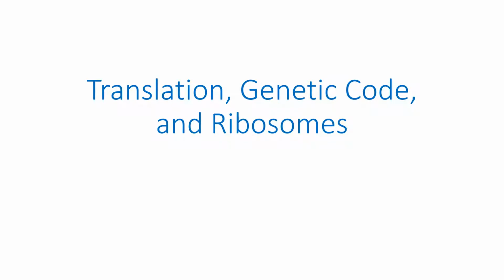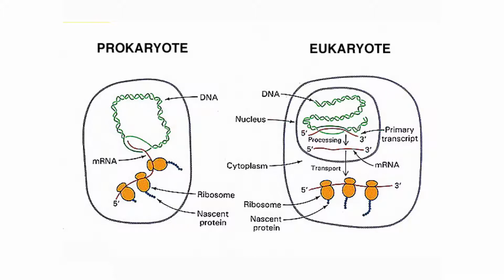Now that we've covered transcription and DNA replication, we're going to look at translation, the genetic code, and ribosomes. We've seen this figure before. Again, those little orange mousy-like figures are the ribosomes on which protein synthesis takes place. The orange shapes, as you can see, there are two held together here, represent the two components of the ribosomal complex. The little tails are the nascent protein chains that are being synthesized.